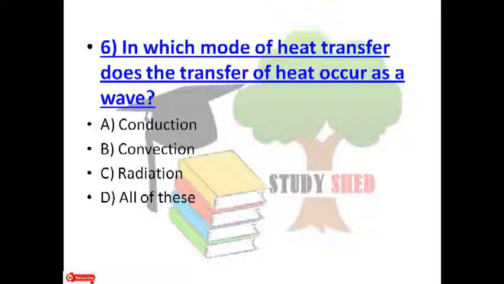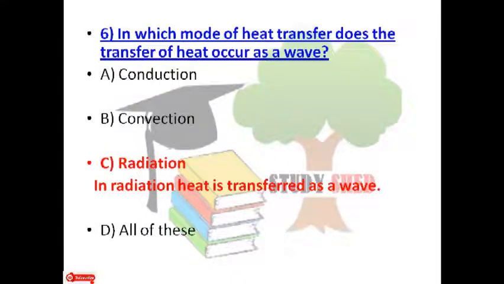I'll still give you 3 more seconds. Okay, let us see the answer. So the answer is radiation. Obviously, in radiation, heat is transferred as a wave. What we call is radio waves. So these are a form of electromagnetic waves which you will study in your future classes. But the basic knowledge of just radio waves and radiation will help you pass your exams up to class 8.